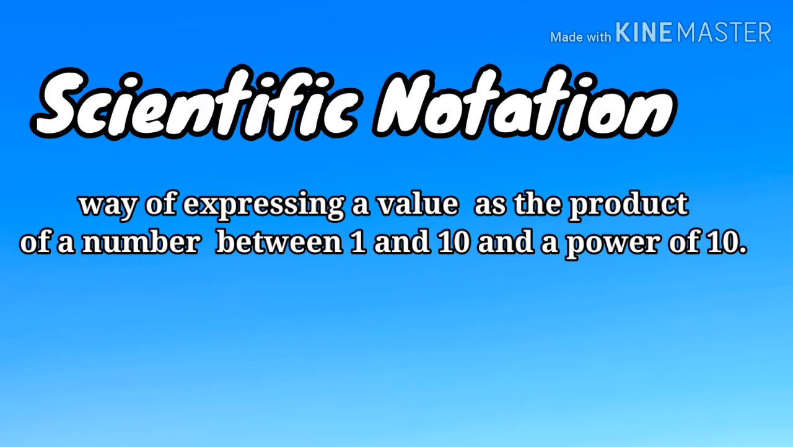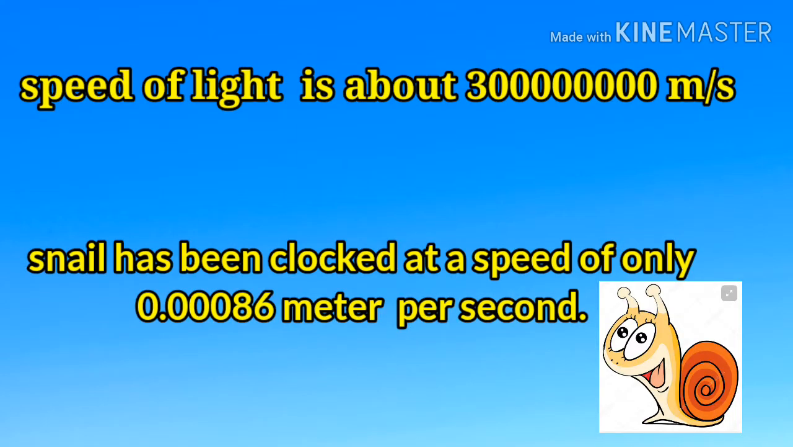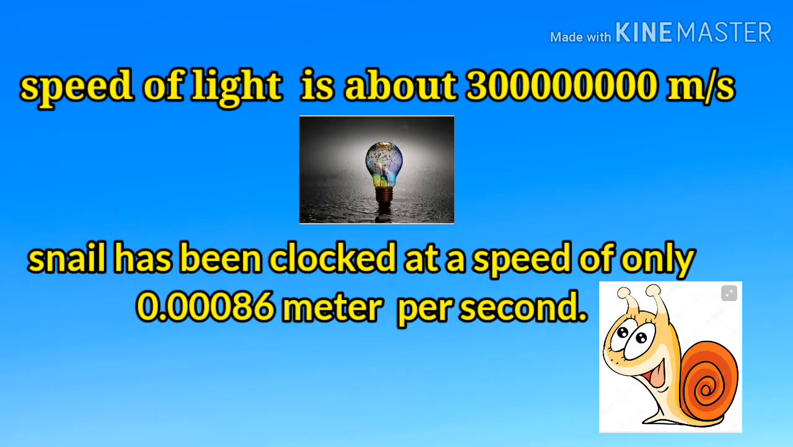Scientific notation is a way of expressing a value as the product of a number between 1 and 10 and a power of 10. For example, the speed of light is about 300 million meters per second. On the other hand, an average snail has been clocked at a speed of only 0.00086 meters per second. Instead of having to write out all the zeros in the numbers, you can use a shortcut called scientific notation.